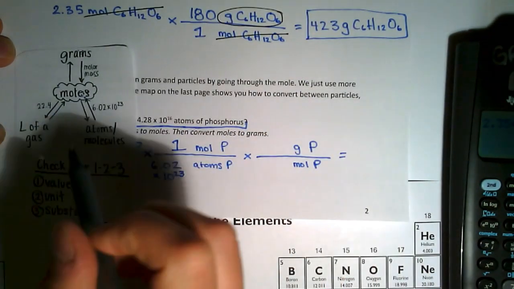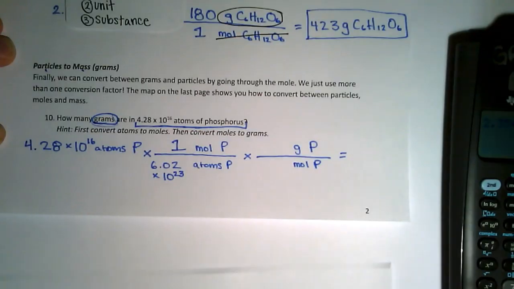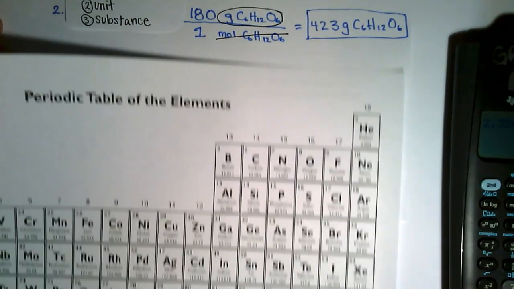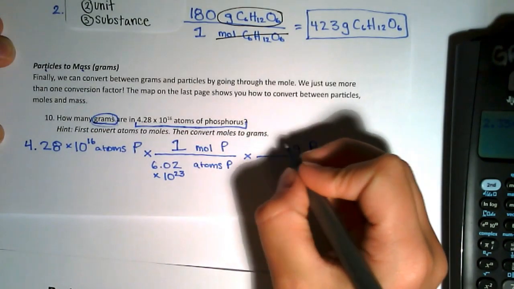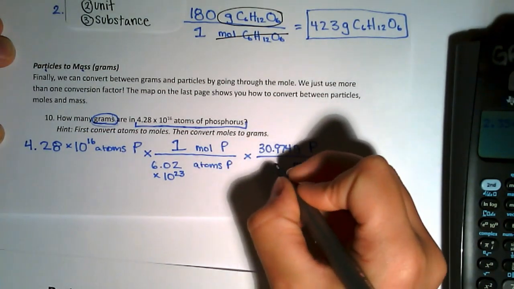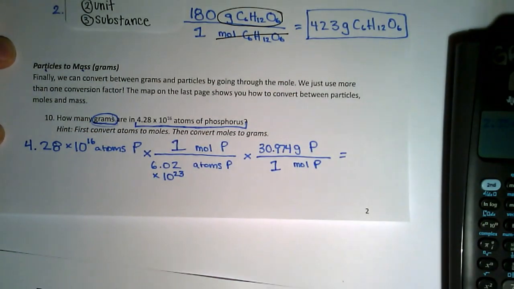And then to get from moles to grams, we just use our molar mass. So we can find our molar mass looking at our periodic table. Phosphorus is right here, and it's 30.974 grams in 1 mole. So, 30.974 grams of phosphorus per 1 mole of phosphorus. Okay, so we've done the hard part.